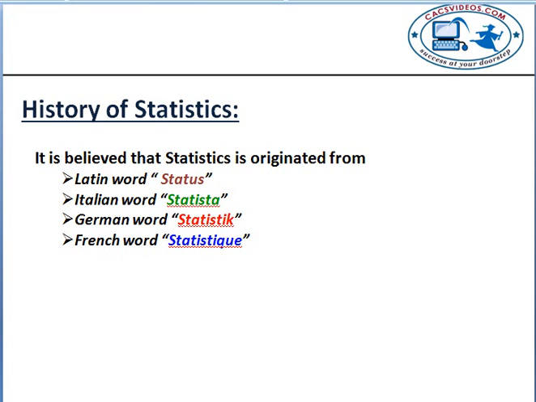Now we will move on to your study material. First we'll discuss the history of statistics. Actually, nobody knows for sure how statistics originated, but a few scholars believe that it originated from the Latin word status. Some of them believe that it originated from the Italian word statista. A few believe that it has come from the German word statistik, and some believe that it originated from the French word statistique.